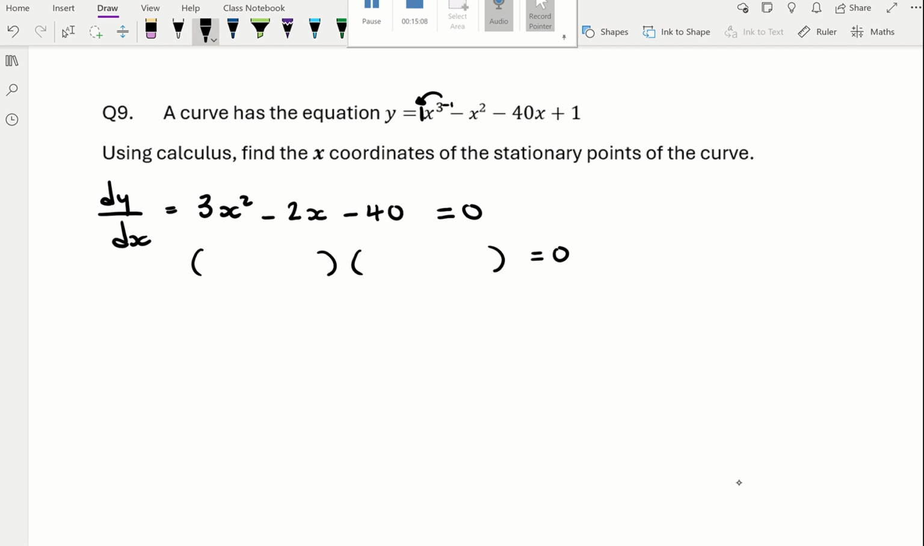So I'm going to factorize. This is 3x plus 10. This is x minus 4. x equals negative 10 over 3. x equals a positive 4. And I have found the x coordinates of the stationary points.